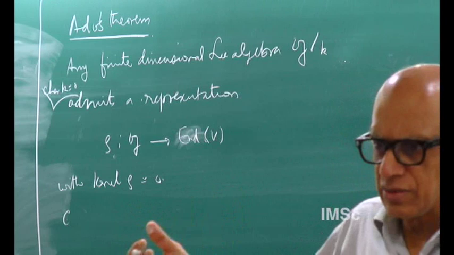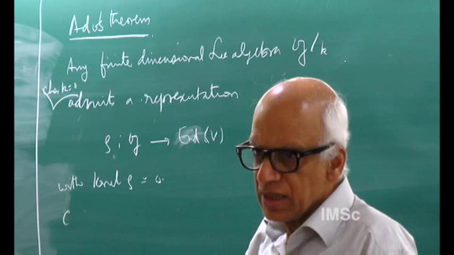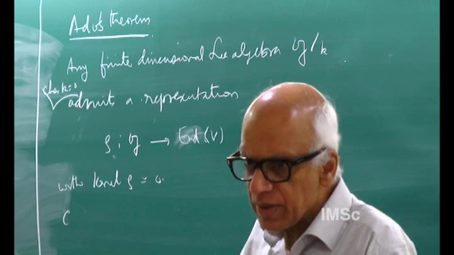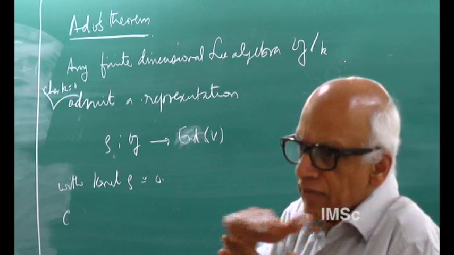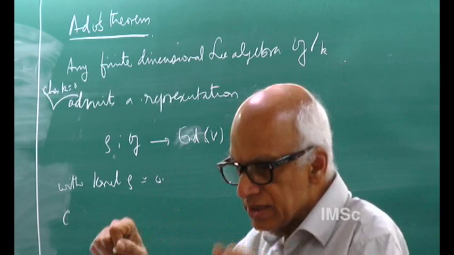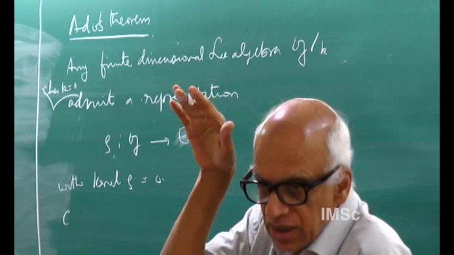I am using it in a special case. The fact that a closed form is locally exact is exactly the Frobenius theorem for codimension 1 distributions. That is where the distribution means at every point you are given a subspace of the tangent space. If that subspace is of codimension 1, that particular case is what I was dealing with. So Cartan's theorem enables me to reduce it to the codimension 1 case.